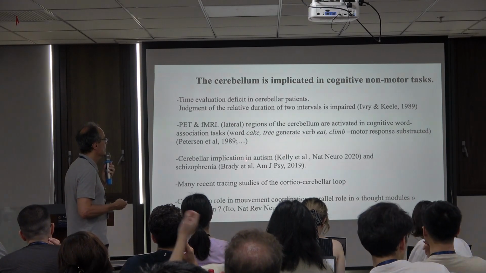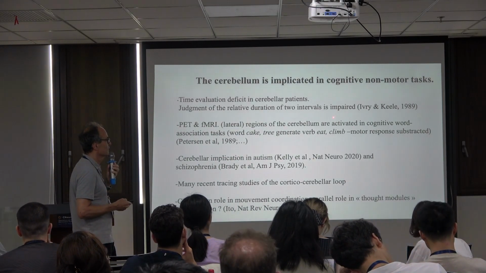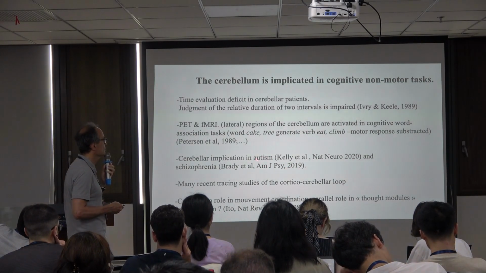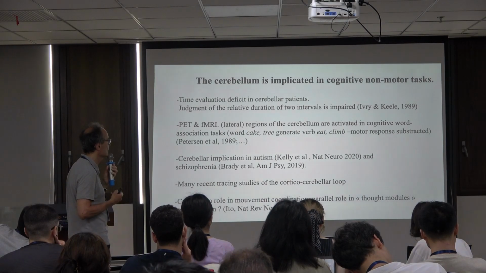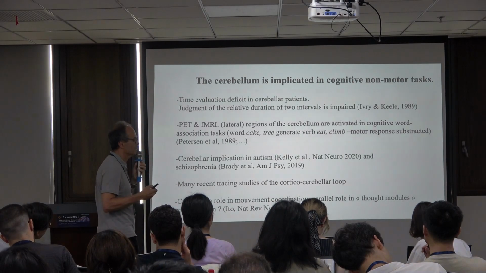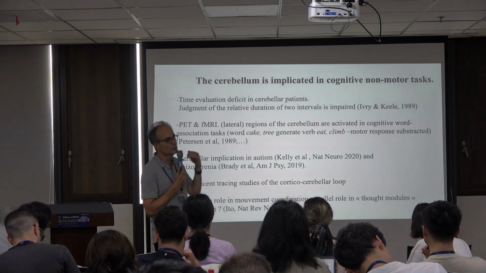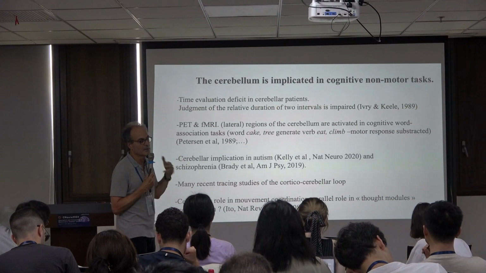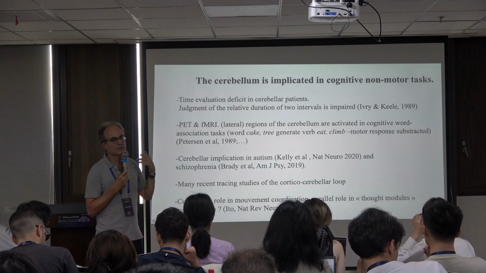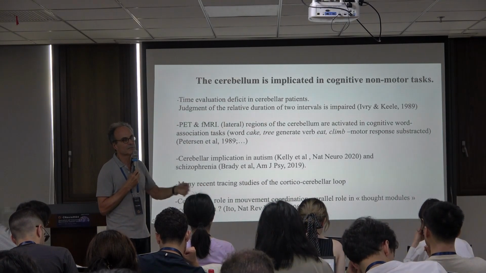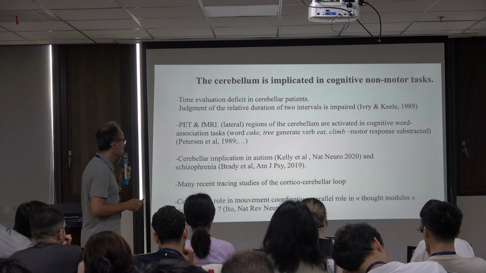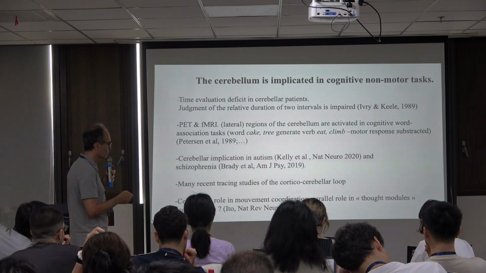There are also cerebellar implications in different psychiatric dysfunctions, like autism or schizophrenia. And you now also have many recent tracing studies that show a loop between the cerebellum and the cortex via the thalamus. So there is no direct link between the cortex and the cerebellum, but you have many disynaptic loops. Okay?